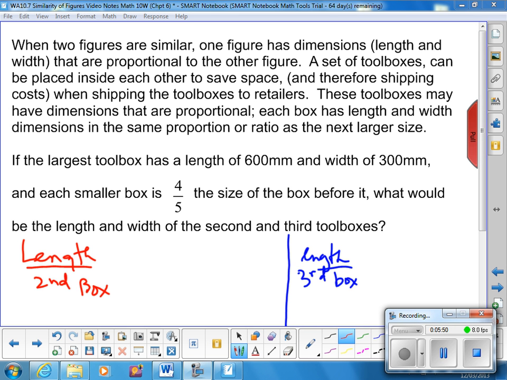If the largest toolbox has a length of 600 millimeters and a width of 300 millimeters, and each smaller box is 4/5 the size of the box before it, what would be the length and the width of the second and the third toolboxes? So we start off with our scale factor on one side, 4/5 equals the scale diagram we don't know, but we know the original is 600. So then we cross multiply to solve.